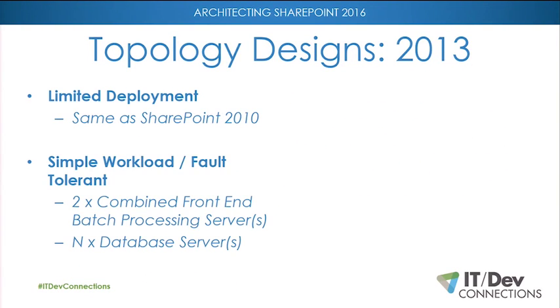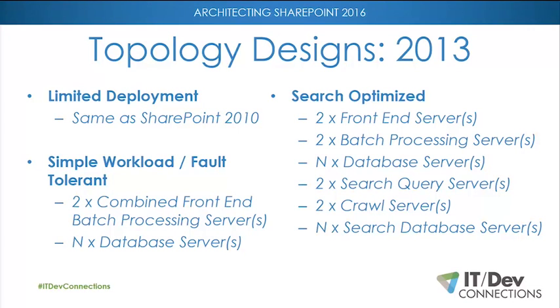So 2013 came to fruition. Limited deployments, exactly the same as 2010. Then they built this, they changed it, didn't they? They didn't do these groups anymore. They called them simple workload, fault tolerant. It's just new buzzwords, it doesn't mean anything. But they brought these new words in, where you basically had this idea of a batch processing server, which was the equivalent of an application server, which we had in 2010 and 2007, and then your number of databases, but you combine the roles together. Now the reason I'm going through this as we go is because it'll lead to where MinRole came from.